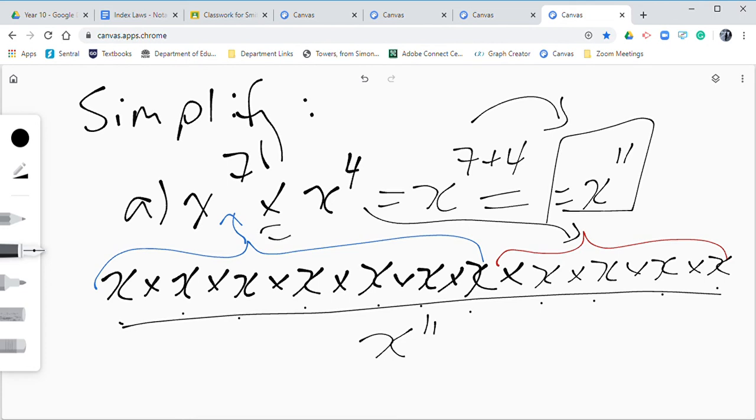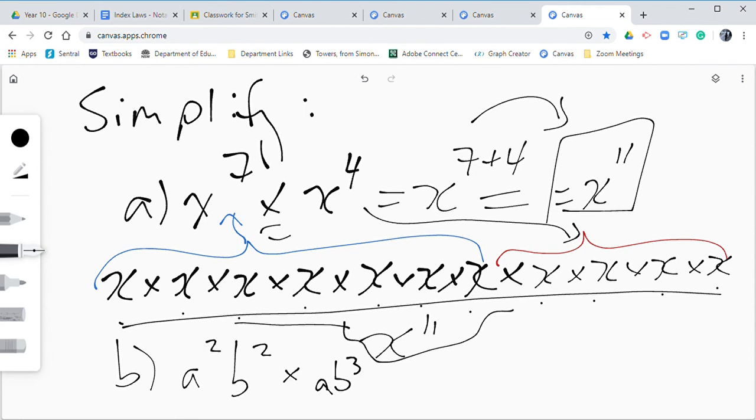So let's try another one, B. I'll do A squared B squared times AB to the power of 3. Sorry, I just have that in the way.